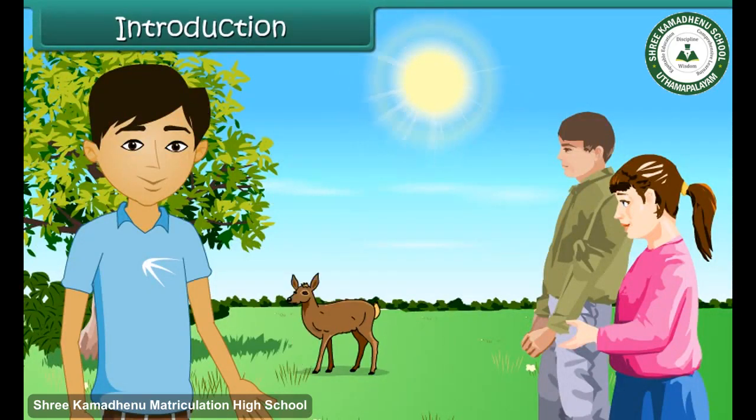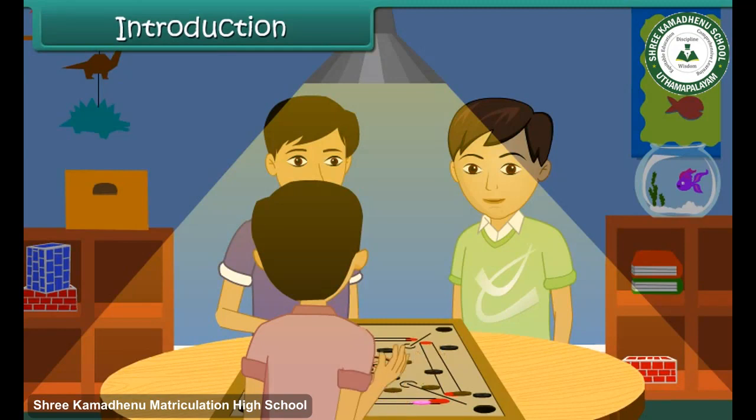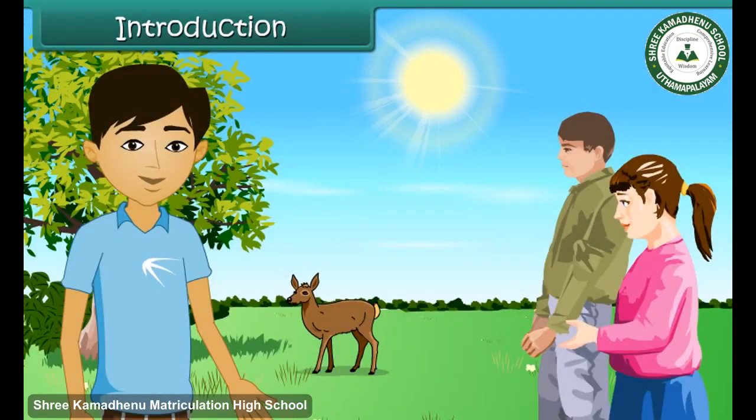The beautiful world around us is made visible to us by the effect of light. In the darkness, we cannot see anything around us. Light is an important aspect of our life. In this lesson, we will study about light, its properties, and its characteristics.